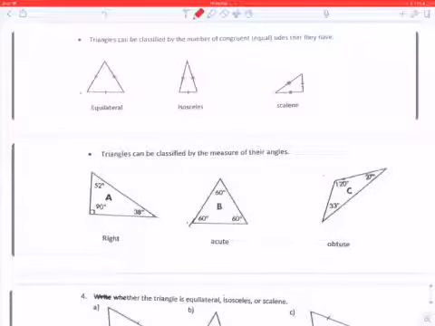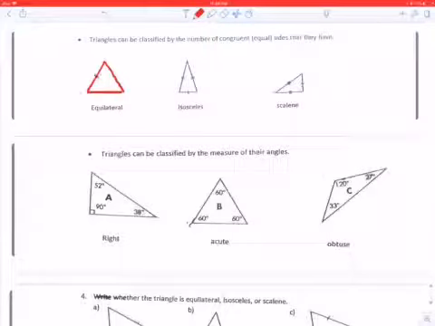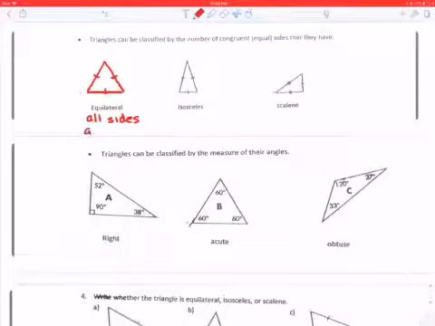Triangles, that's a polygon that has exactly 3 sides, can be classified by the number of congruent or equal sides that they have. So if all 3 sides are exactly the same length, I'll indicate that by similar markings. We call it an equilateral triangle. All sides are equal.